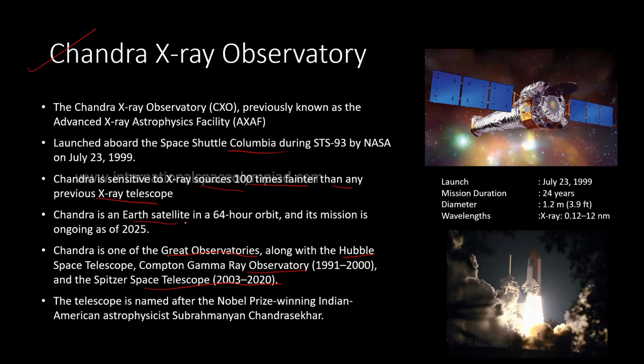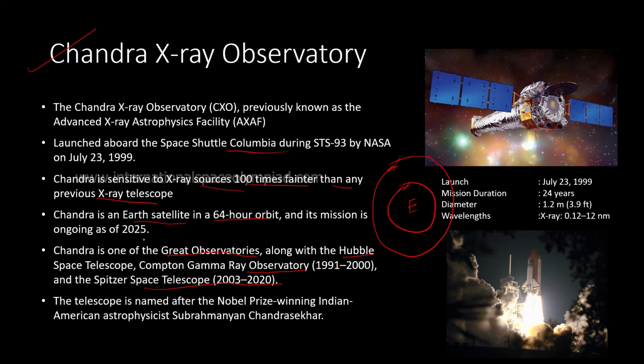Anyway, why is it a space telescope? We cannot observe X-rays from the surface of Earth, so it has to orbit at a height. It is orbiting around Earth, simply a satellite, and we can orient it in whatever direction is needed. It has a 64-hour orbit, which means it takes 64 hours to complete one circle around Earth.